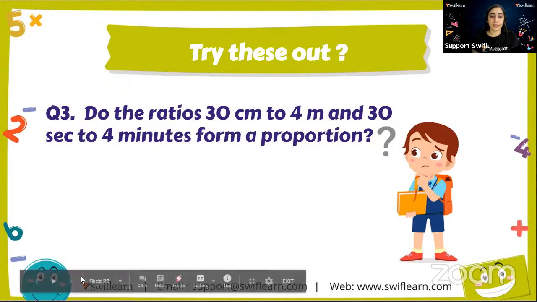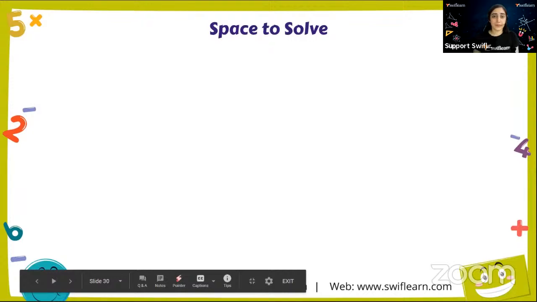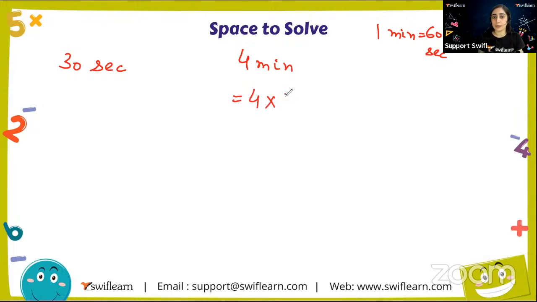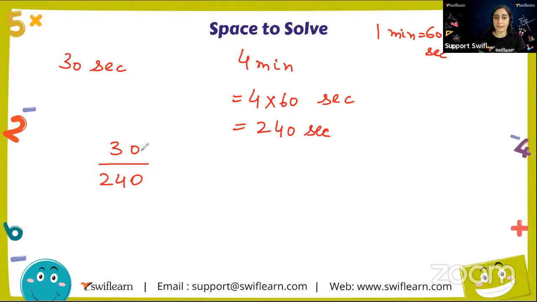The other fraction is, I'm taking new space, 4 minutes and 30 seconds. So 30 seconds, I know it, and it was 4 minutes. I know 1 minute is equal to 60 seconds. This we all know. So let me multiply 4 into 60 and it becomes seconds. That comes out to be 240 seconds, right? So 30 over 240. When I divide, I get 3 over 24. That becomes 1 by 8.